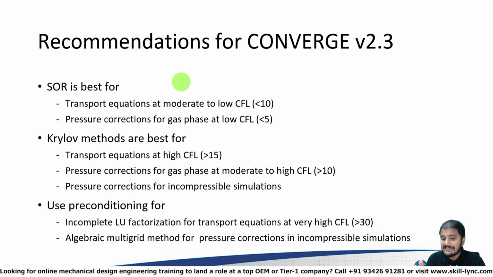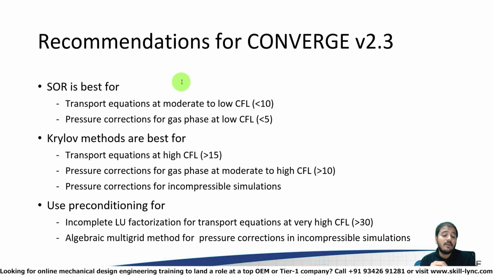If your Courant number is less than 10, then you can end up using SOR. Now, if you're solving problems where the Courant number needs to be larger, greater than 15, in those cases, using Krylov methods is probably the best option because it's going to help you get the solutions in a very quick manner. Now, in addition to this, there is an option called preconditioning. I won't go into the details of it. Preconditioning helps in convergence, and that is basically used in conjunction with the Krylov methods. And that is used when your CFL number needs to be really, really high, something like 30 or above.